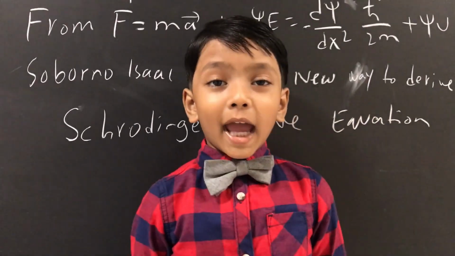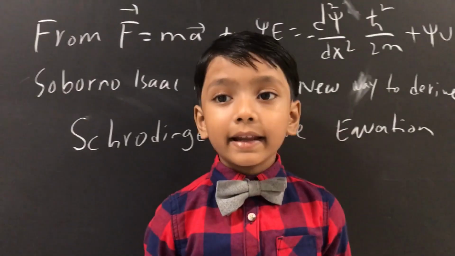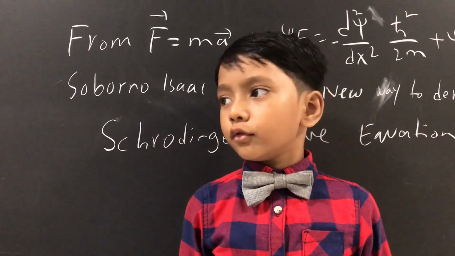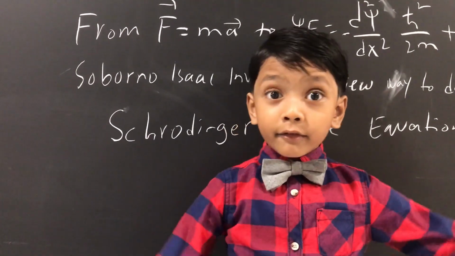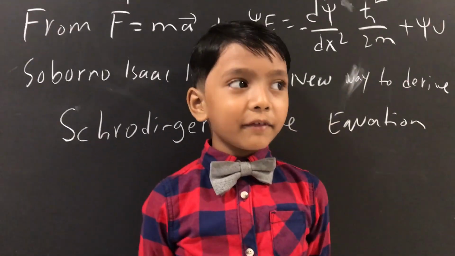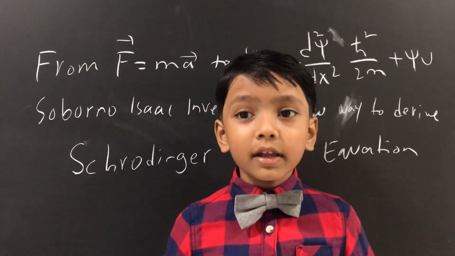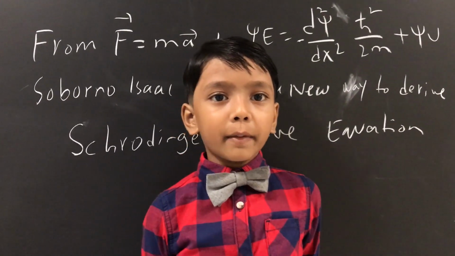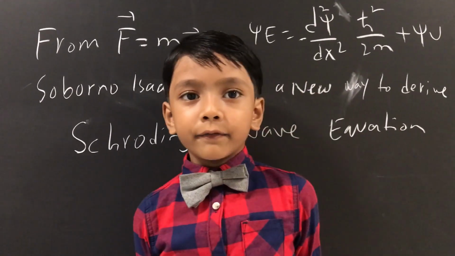But wait, there is a replacement for F equals ma in quantum mechanics, Schrödinger's wave equation. Unfortunately, again, it is very hard. Some people even think it's the hardest thing in the universe.